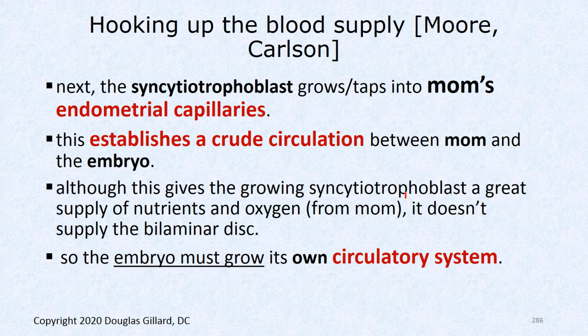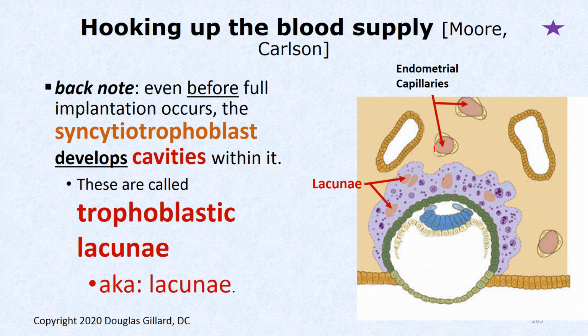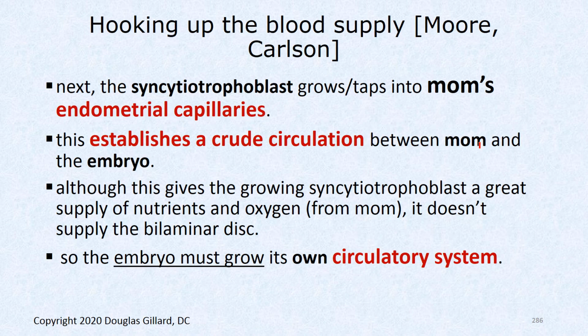And so the syncytiotrophoblasts will actually grow into mom's endothelial capillaries. So here's endothelial capillaries, endometrial glands there, endothelial capillaries. So these guys are going to hook up, and we're going to fill these with blood, which isn't going to do a whole lot, but it's going to make the syncytiotrophoblasts full of blood. But we don't have any way to get it into the growing human, the little human yet. But that's kind of where we're going with this. So it does establish a crude circulation, but it's not going to do any good. The syncytiotrophoblasts are going to be really happy because they'll get nutrients and oxygen. But it doesn't get into the disc, the little human, so we've got to fix that.